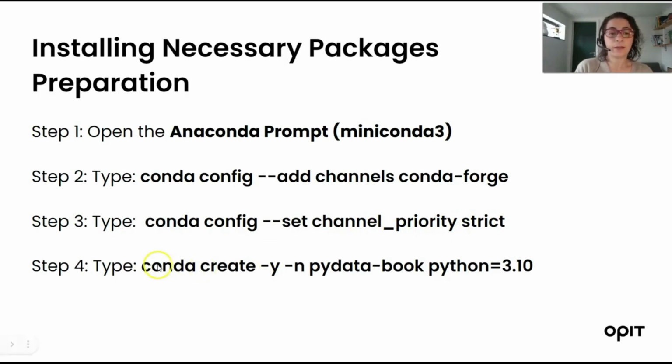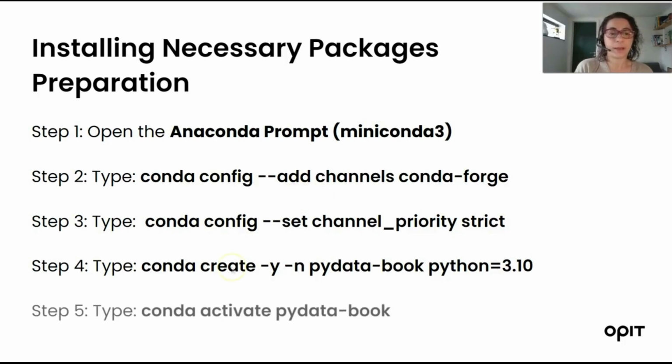Once this is done, then you enter conda create -y -n pydata-book python=3.10. This way, we are setting up Conda to be the channel, the environment to allow us to select to install any packages we want. Now, once this is done, you need to activate the Conda environment by typing in this command, conda activate pydata-book.